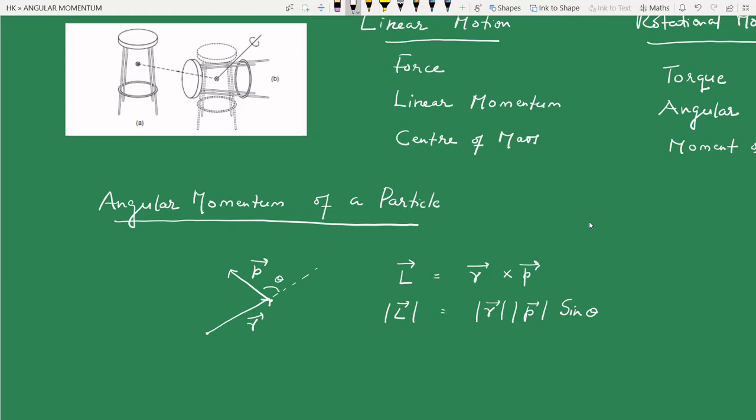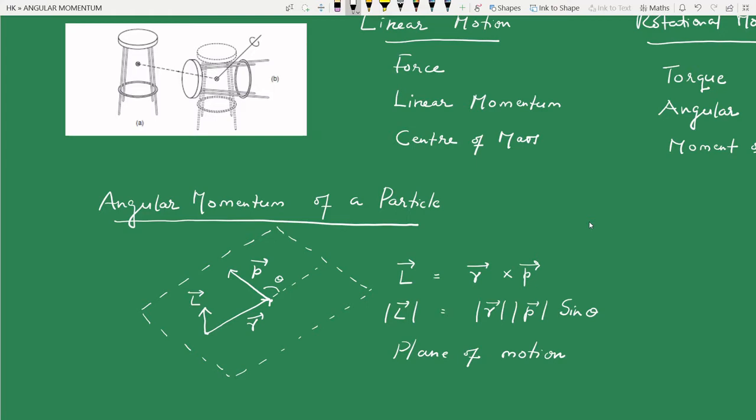What is the direction of L? For this we have to consider the plane containing r and p. Let us say this is some horizontal plane containing r and p. Sometimes this is called the plane of motion. The vectors r and p lie in this plane of motion. Then the direction of the angular momentum vector will be perpendicular to this plane. In this particular case, the angular momentum vector is perpendicular and directed upward from the plane of motion.